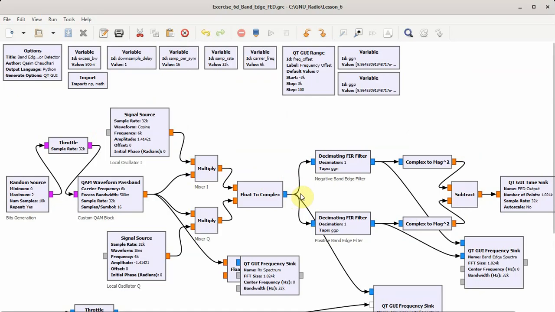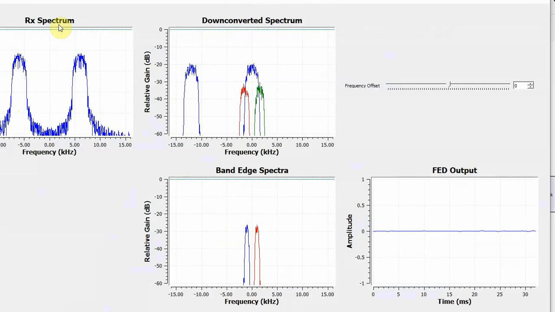This frequency distorted QAM waveform is given as an input to the positive and negative band edge filters. The energy is computed, and the energy from the positive band edge filter is subtracted from the energy from the negative band edge filter and plotted on a time sink. Let us run the flow graph and see how it works.